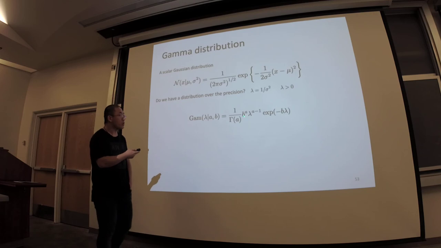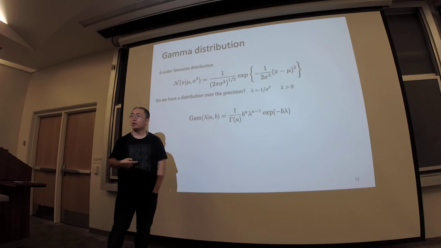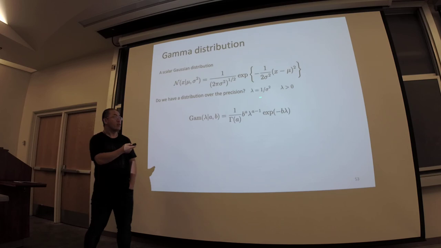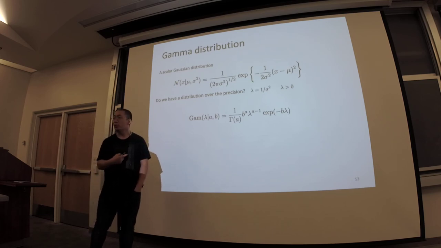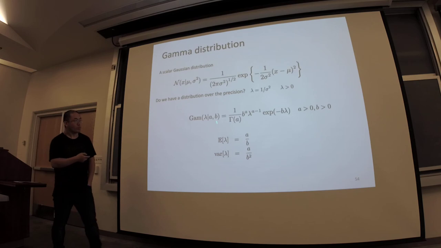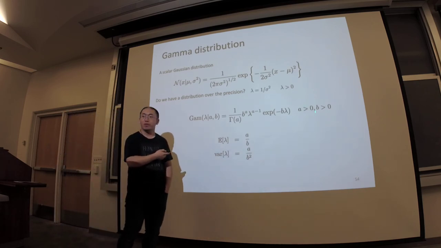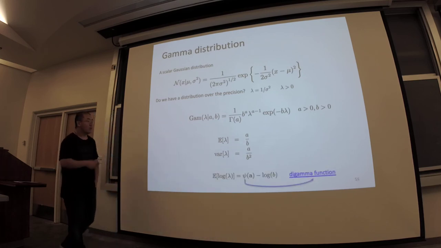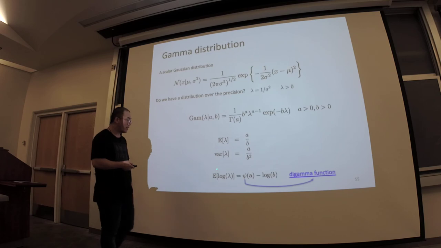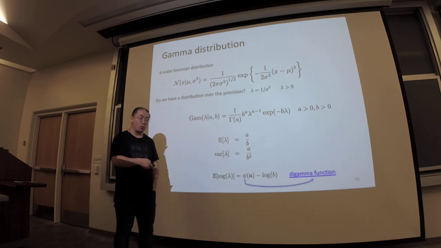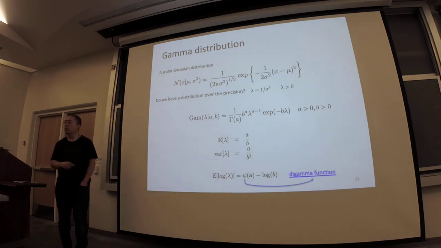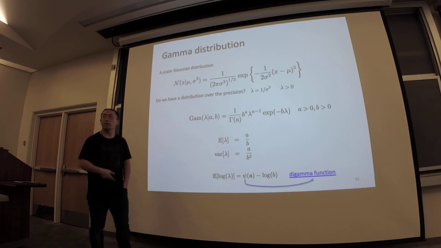And this is the form of the gamma distribution. Gamma distribution is guaranteed to sample a positive number. So that's why it can be used as the prior of the inverse variance for a scalar Gaussian distribution. And again, the gamma distribution is determined by two parameters, A and B, both must be positive, and this is its expectation and variance. And again, if you want to calculate the logarithm of the gamma variable, you need to involve the digamma function as well. But those are just known results. You are not required to know how to derive or arrive at this.